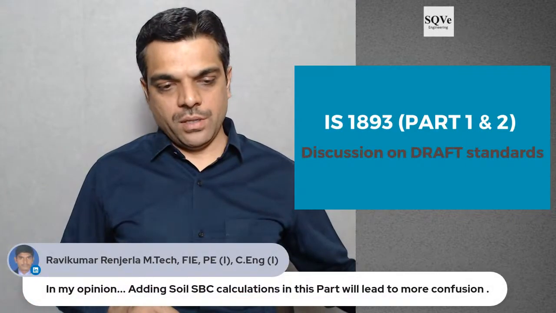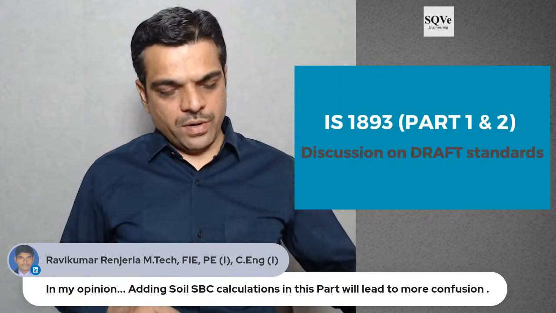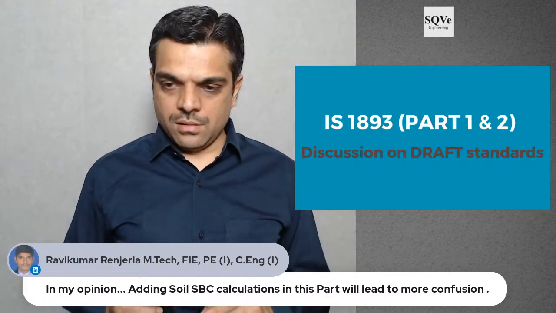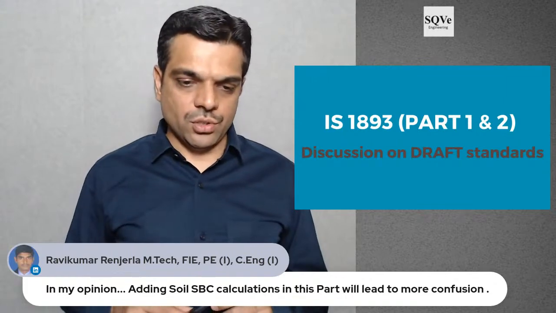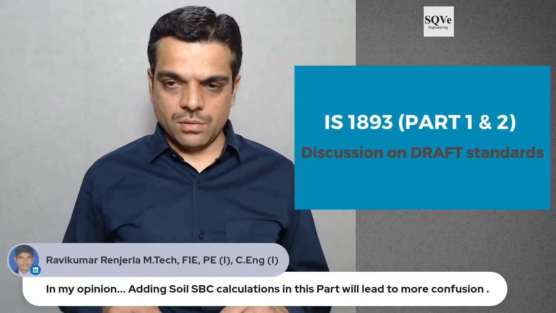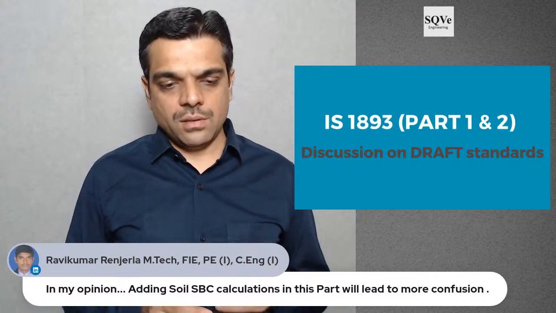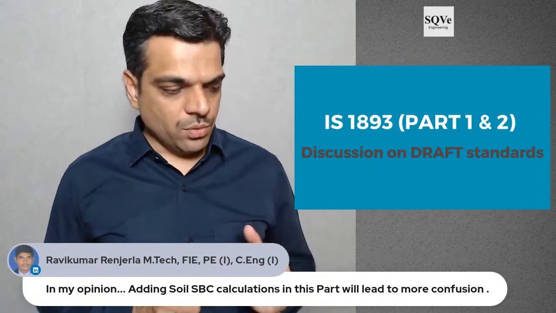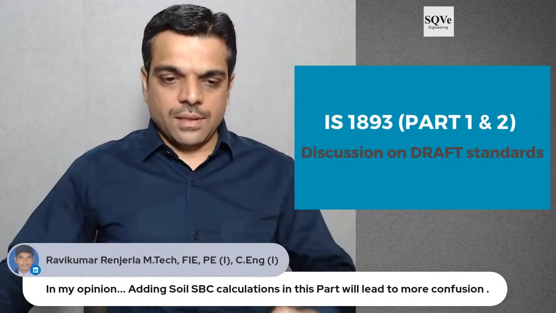Okay, Ravi Kumar is telling, in my opinion, adding soil SPC calculation in this part will lead to more confusion. I perfectly agree with yourself that in this document, it's not only SPC calculation that is added, there is also liquefaction criteria which is added. And also there are other several parts related to geotechnical conditions which are added. So of course that can definitely lead to more confusion. So I believe that all this geotechnical investigation related part should be included in the relevant geotechnical investigation Indian standard code instead of adding it into the Indian standard code for the structural engineers.